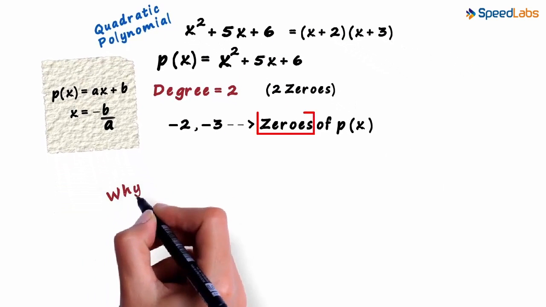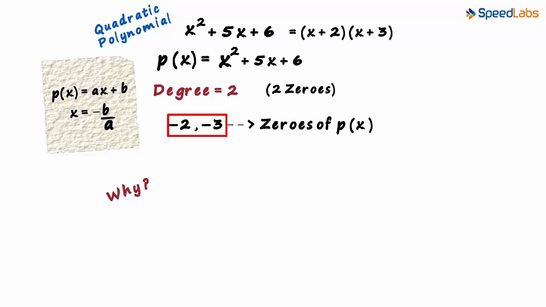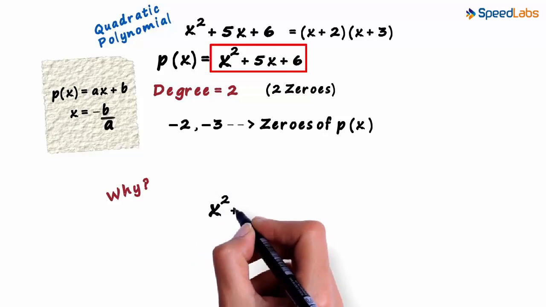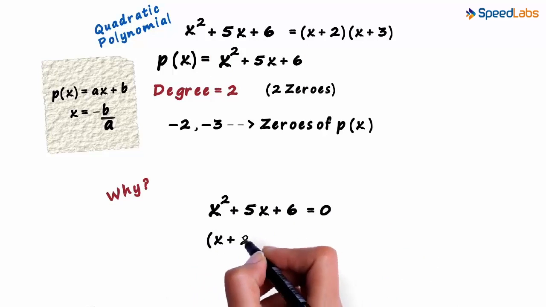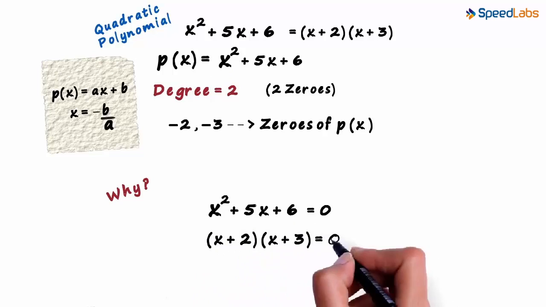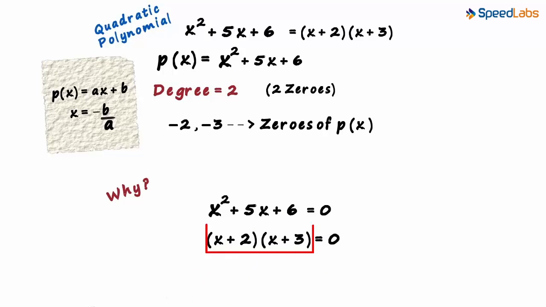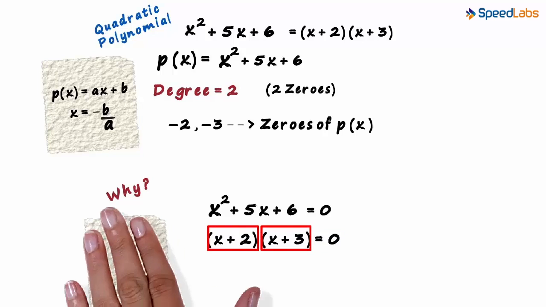But why did we write the zeros as minus 2 and minus 3? To find zeros, we need to have the value of the polynomial equal to 0, which means x squared plus 5x plus 6 has to be equal to 0. It means x plus 2 multiplied by x plus 3 equals 0. This is just the factorized form. Whenever the product of two terms equals 0, it means either one of them is 0 or both are 0.